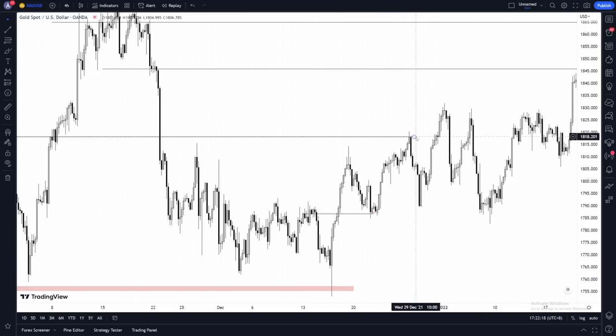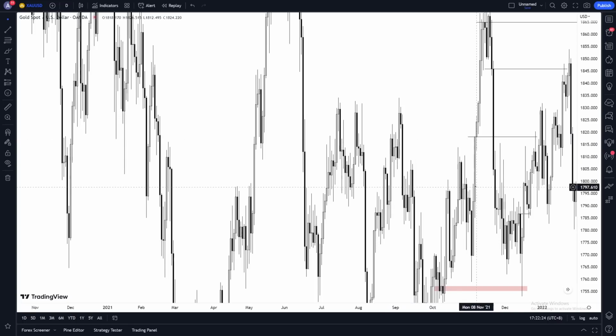And the second thing is to be mindful of something very, very important, which is what the next zone is going to be.